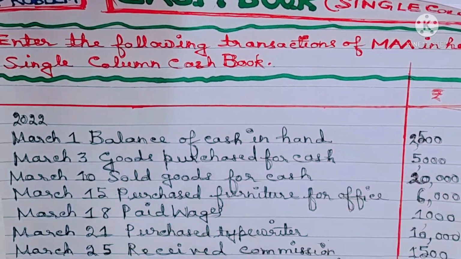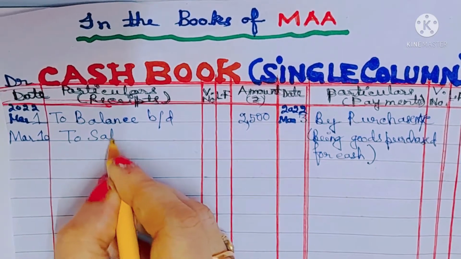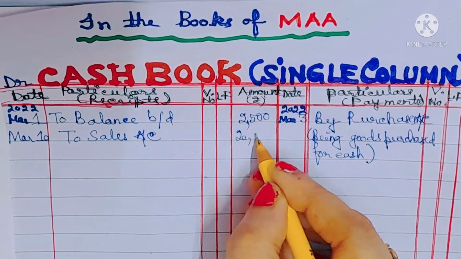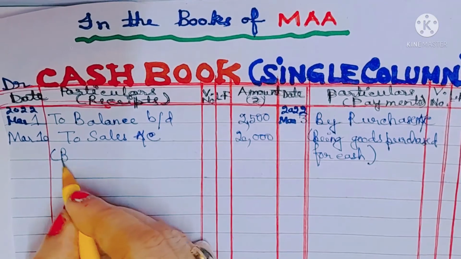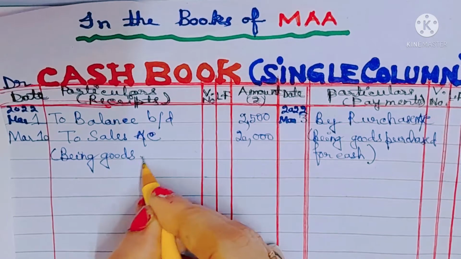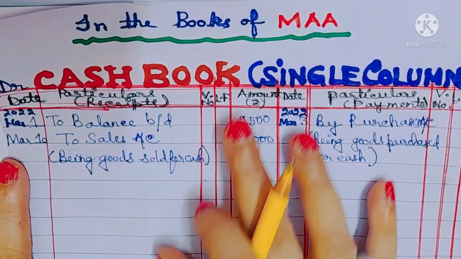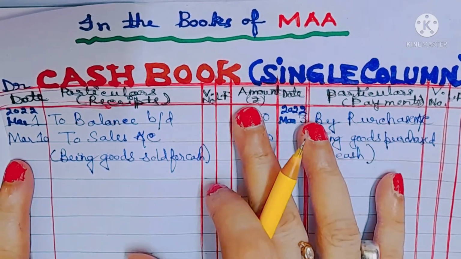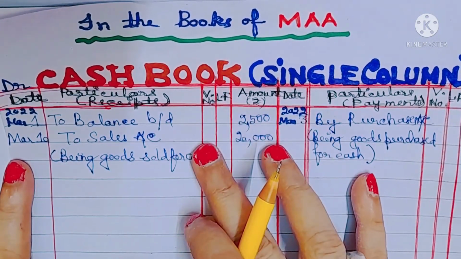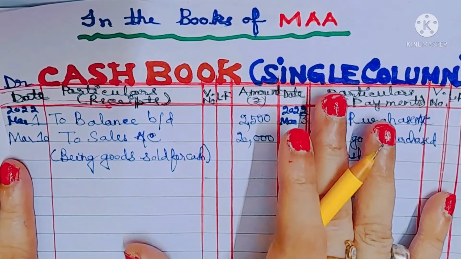Okay, so let's write 10th March to sales account. How much? 20,000. Being goods sold for cash. Okay. Moreover, cash book is a real account, so what comes in is debit. Here, when goods are sold, cash comes into the business. So 20,000 will be debited. Understood? Let's see the next transaction.